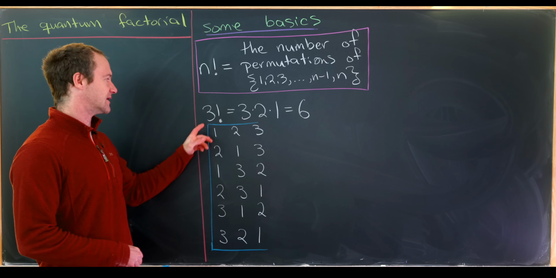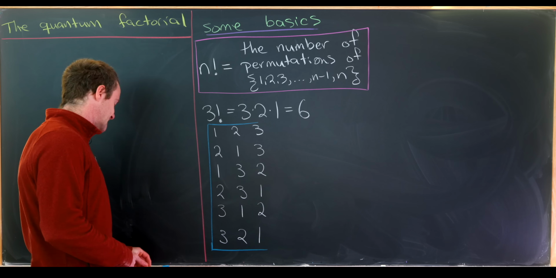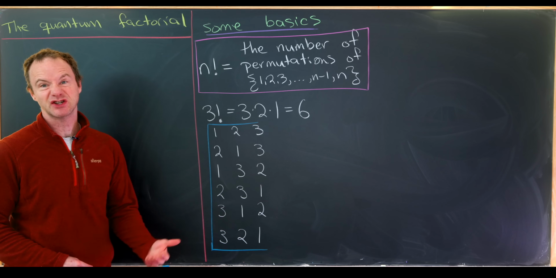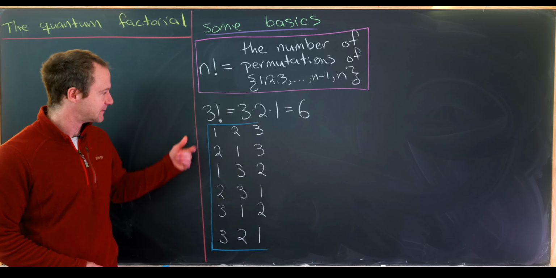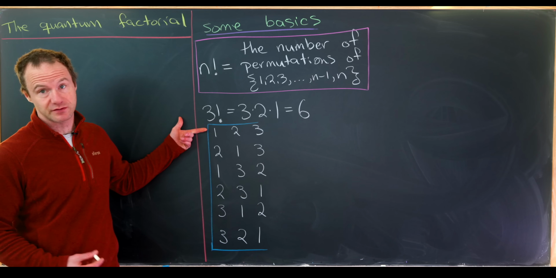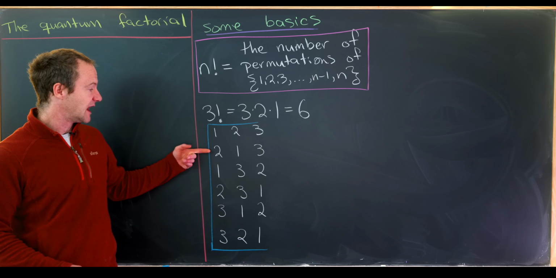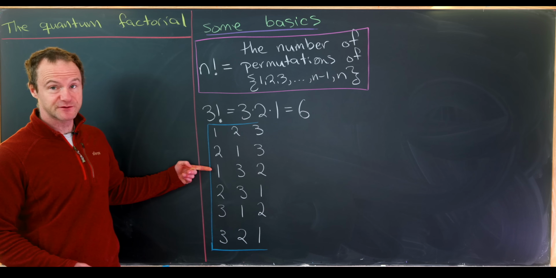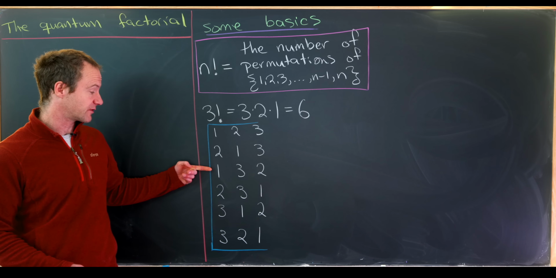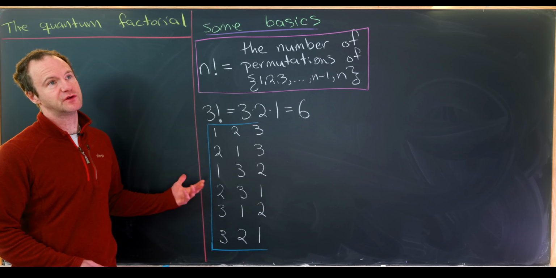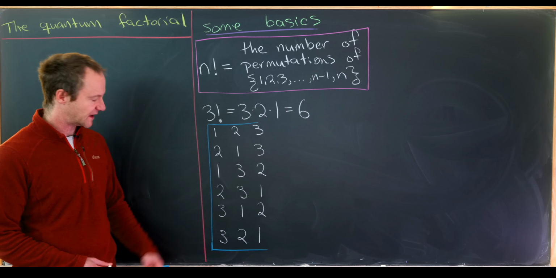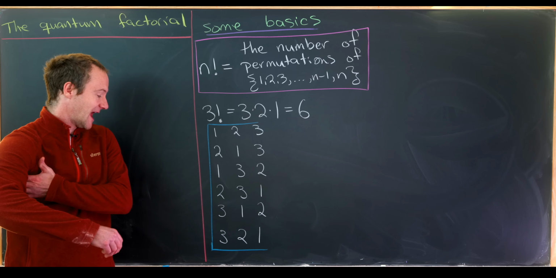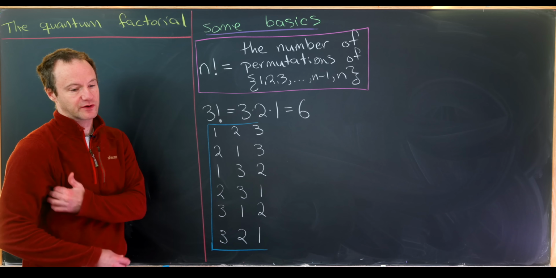So as a quick example, 3 factorial is 3 times 2 times 1, and it's pretty easy to enumerate all of the permutations of 1, 2, 3. Let's notice we've got 1, 2, 3, we haven't changed anything. Here we've swapped 1 with 2 to get 2, 1, 3. Here we've swapped 2 with 3 to get 1, 3, 2. Here we swap 1 with 2, 2 with 3, and then 3 with 1, or vice versa. And finally, we've got this one down here, 3, 2, 1, that we attain by swapping 1 with 3.